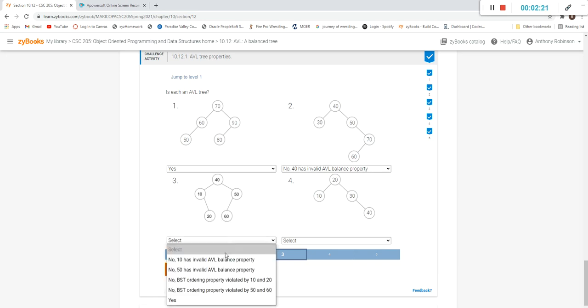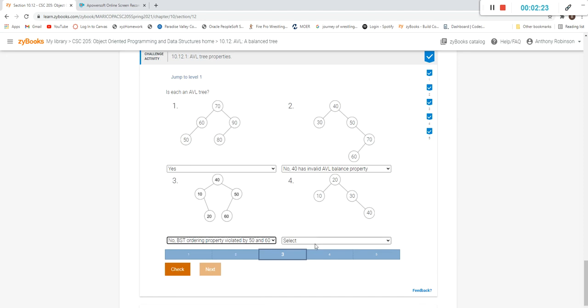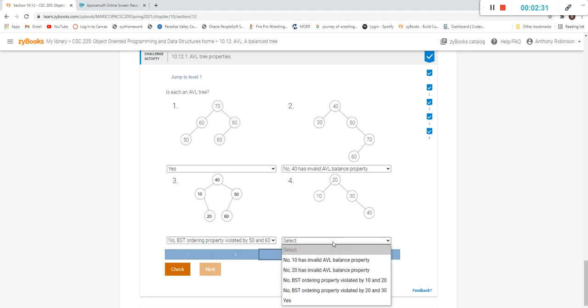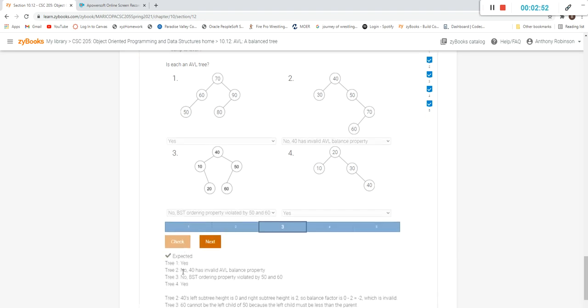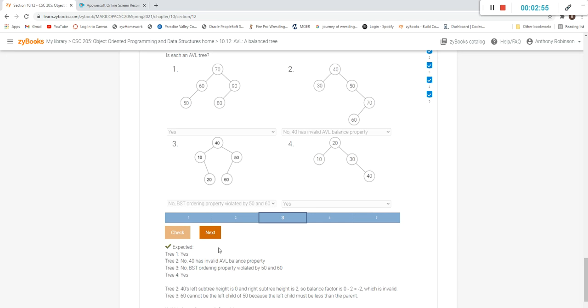Here we can see the ordering is going to be invalid because of 50 and 60. 60 can't be on the left, it's got to be on the right. And let's see this last one, the ordering looks fine. And if we look at the subtrees, well, that's going to be okay. It looks like this one looks valid to me. And it was. Okay.